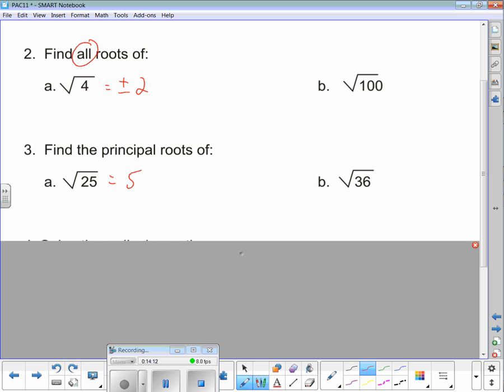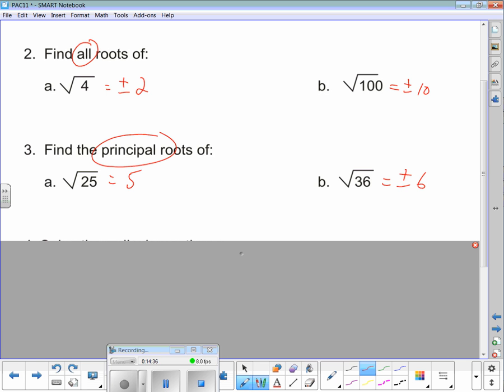So therefore then, now go back and correct 2b. Probably everybody's going to get it right now, right? Because you're all going to say plus or minus 10. All right, so principal root means just the positive. And oftentimes when they want you to solve, they just want the principal root. 3b will be plus or minus 6.